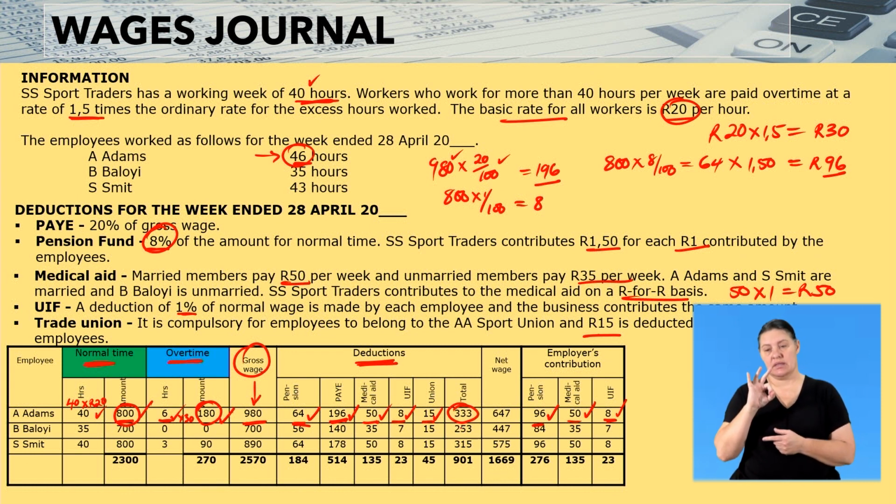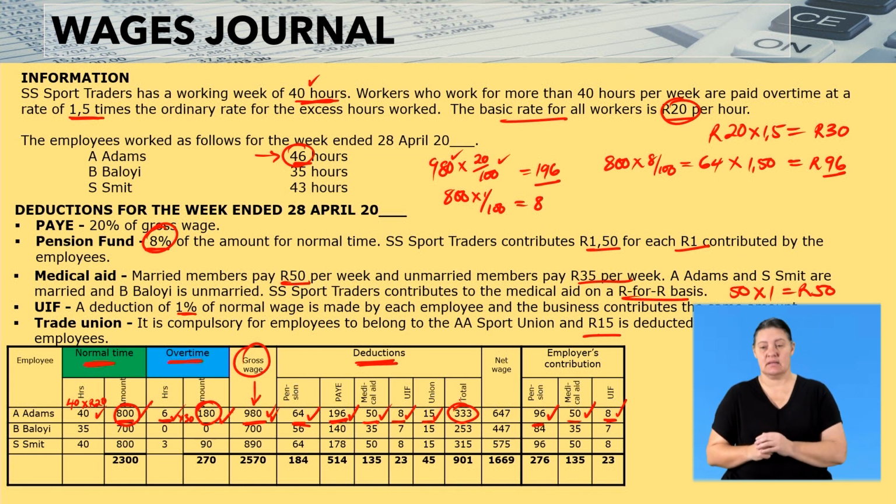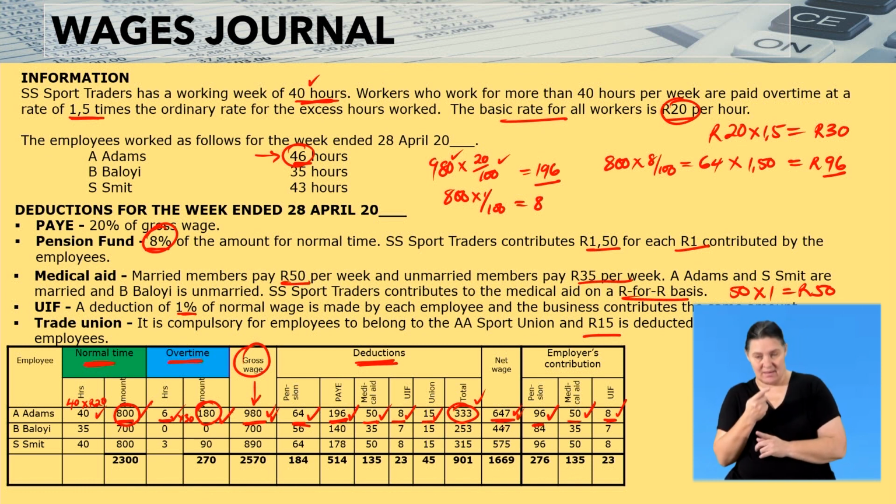To conclude this, I will then say my gross wage, 980, minus my deduction, 333. That will give me 647. That becomes my net wage.